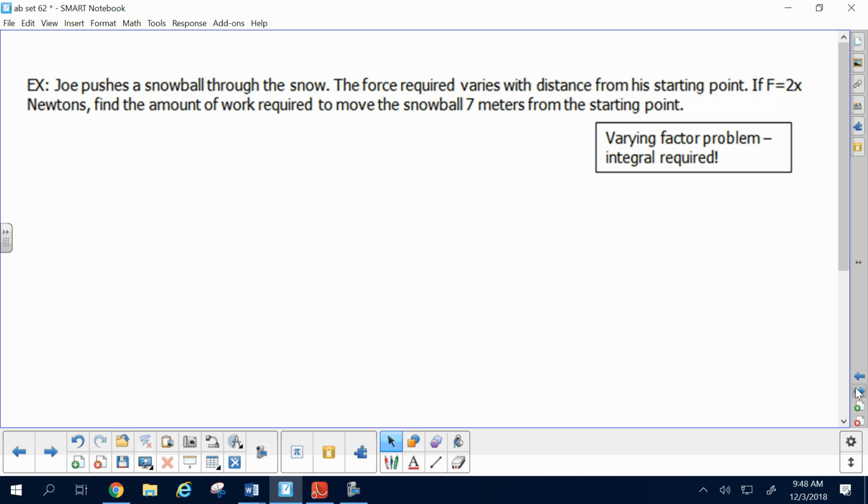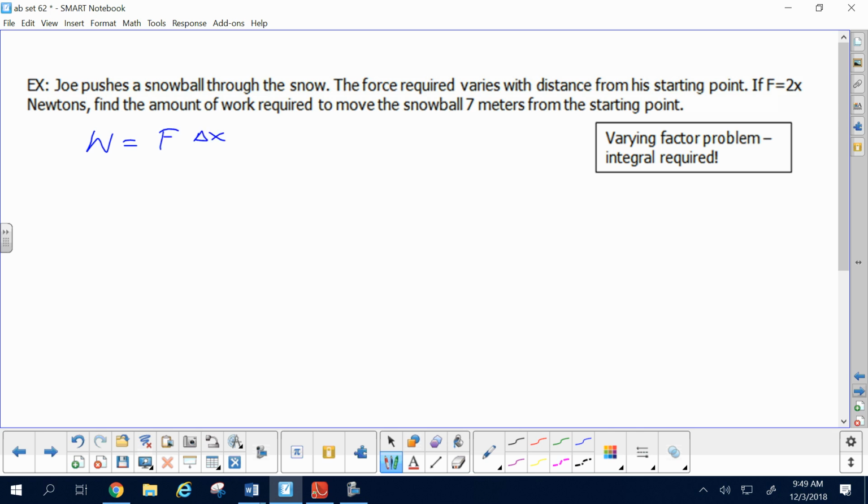Okay, let's go to another integral application problem, physics style. Joe pushes a snowball through the snow. The force required varies with distance from his starting point. That makes sense. As the snowball grows, the weight accumulates, and you'll get more force required later on. So if the force required is 2x newtons, find the amount of work required to move the snowball 7 meters from the starting point. What is work? Force times distance.